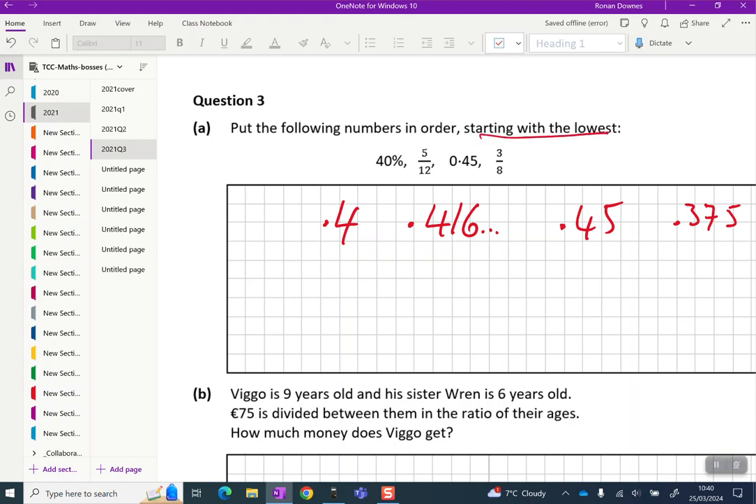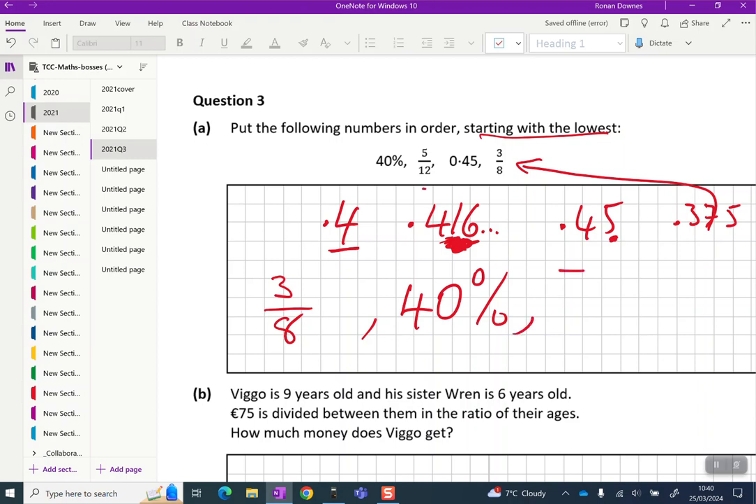Now it says to start with the lowest as we're putting them in order. So that will be this one, which is this number here. Now next up is 0.4. Next up, be careful, that 6 is in the third place. It's what's in the second place that counts. So this 1 makes this the lowest as opposed to 5. So 5/12. And then finally, we're going to the number 0.45, which the leading 0 before the decimal is optional, but it looks better to put it in. Okay, so that's our answer there.